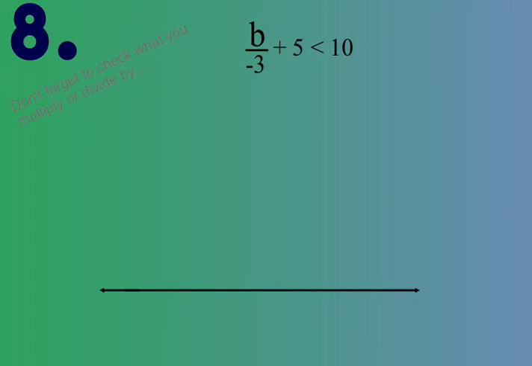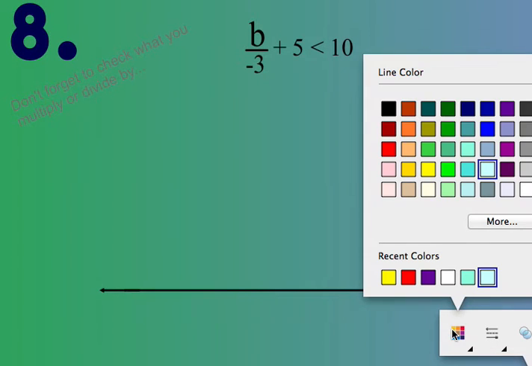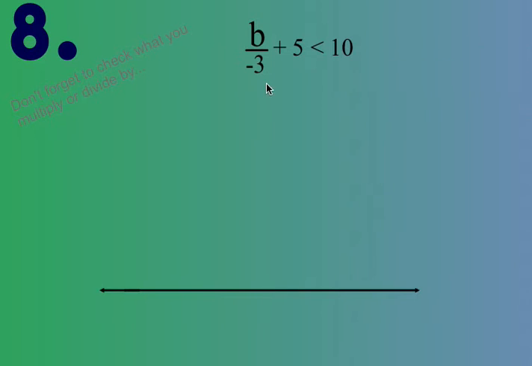Let's go ahead and take a look at number 8. On number 8, what we're going to do is try and get that b by itself, just like always. So I'm going to start by subtracting 5 from both sides. Okay, there we go. Then I get b divided by negative 3 is less than 10.